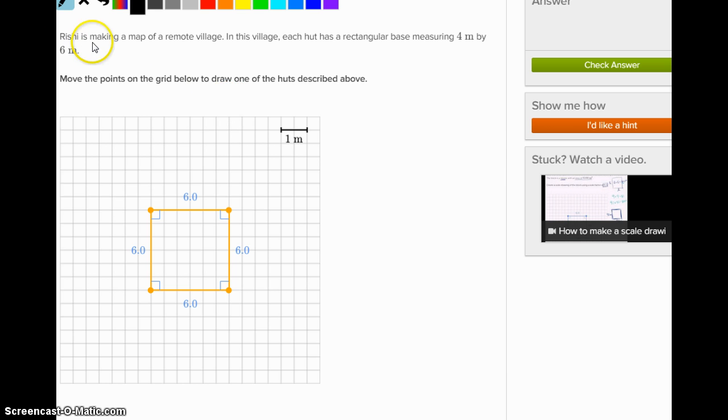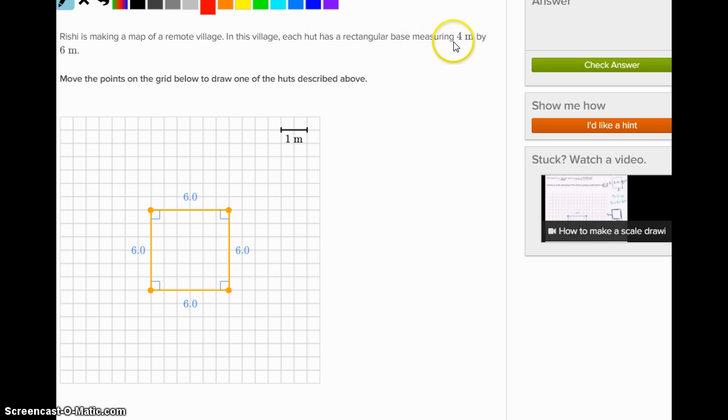This one says, Rishi is making a map of a remote village. In this village, each hut has a rectangular base measuring 4 meters by 6 meters. So here is our scale. 2 units is 1 meter. So if I had another 2 units, and I can't draw it on here, okay, getting back to this, I just got interrupted, that's no problem.